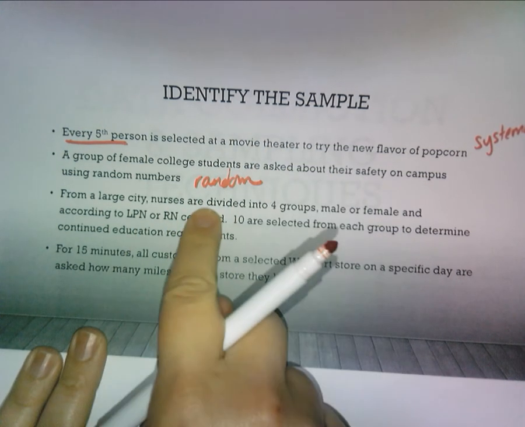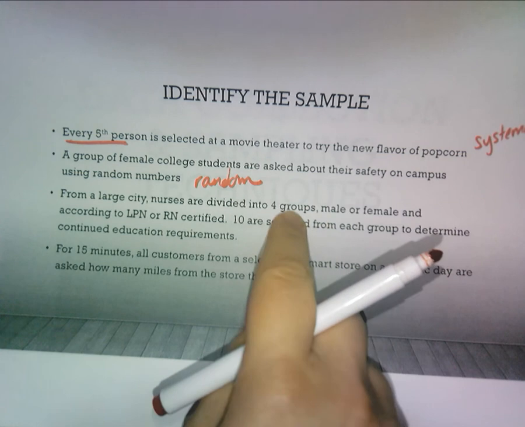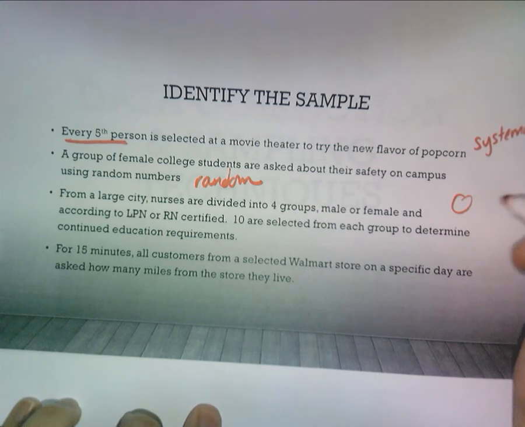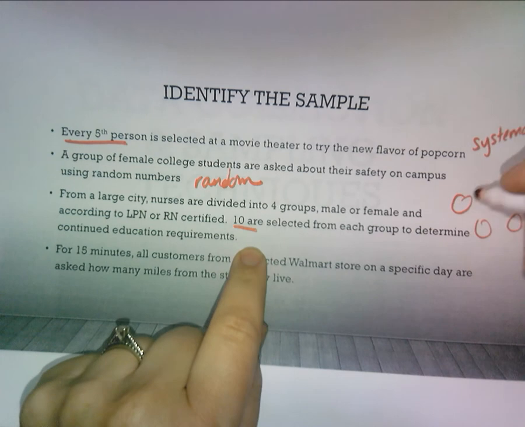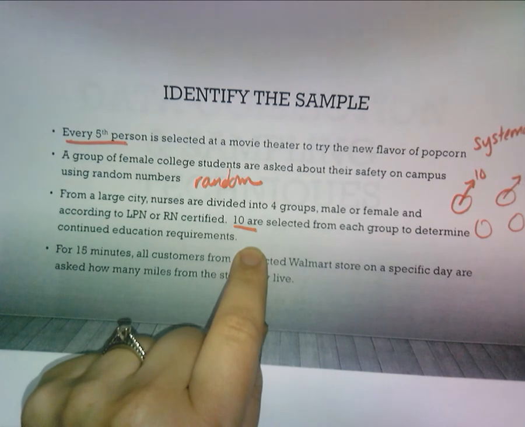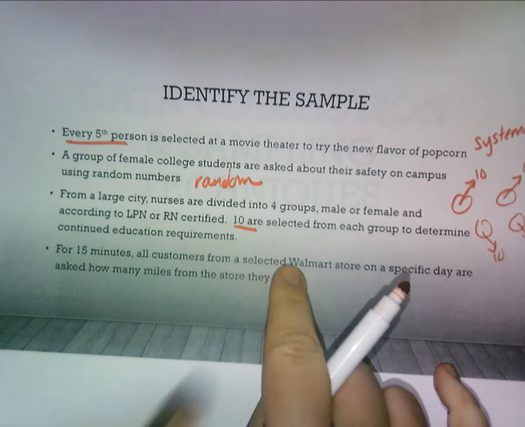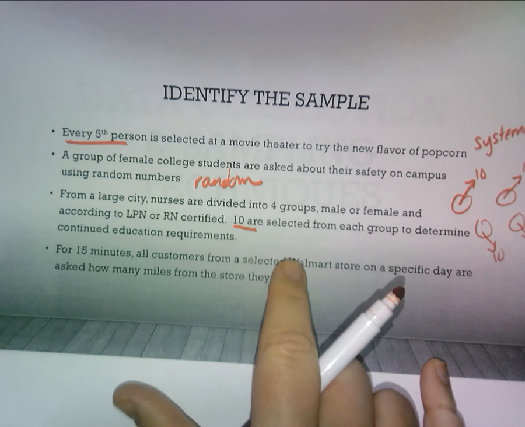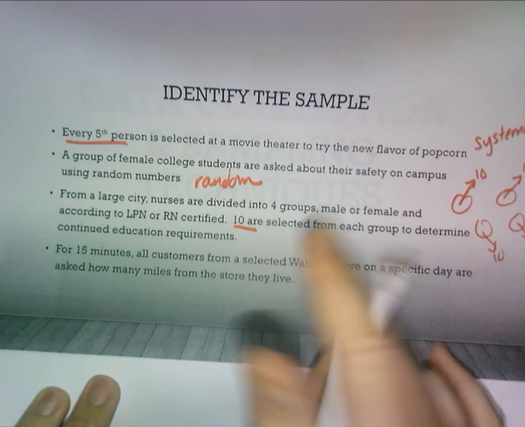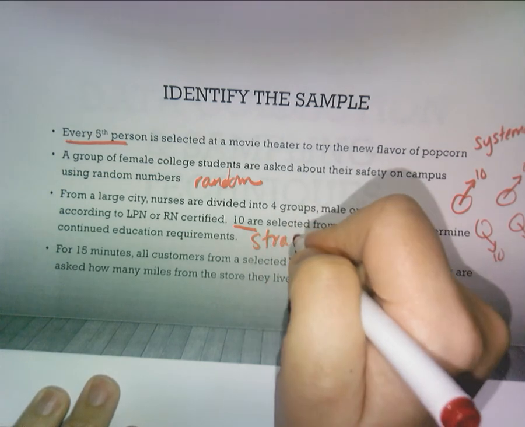From a large city, nurses are divided into 4 groups. So let's think about that. You've got nurses in 4 groups, and then from those groups, you're choosing 10. You're going to pick 10 here, 10 here, 10 here, and 10 here. Would you consider that cluster, or would you consider that stratified? Correct. So that is the difference: stratified.